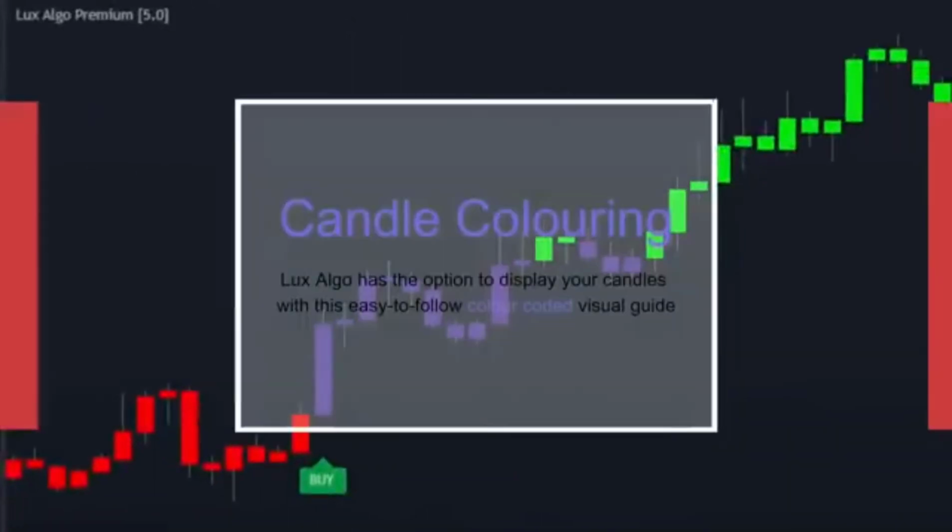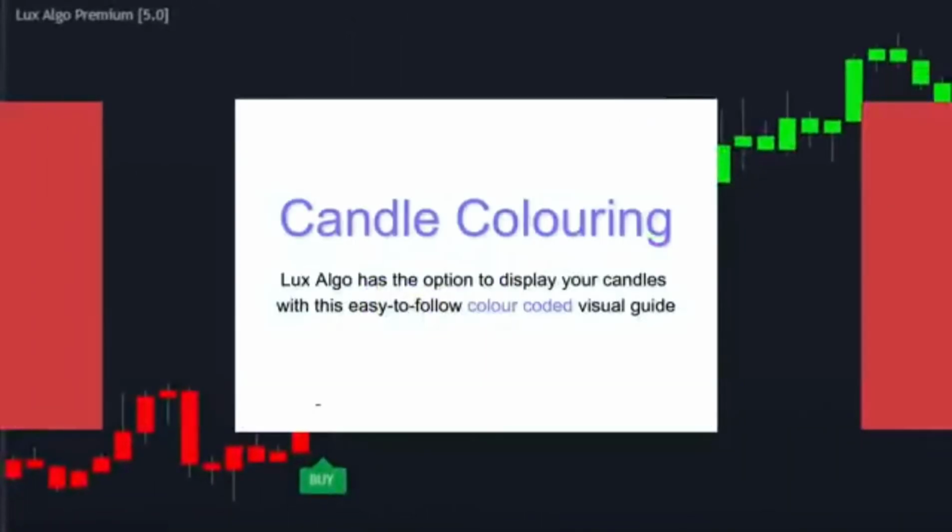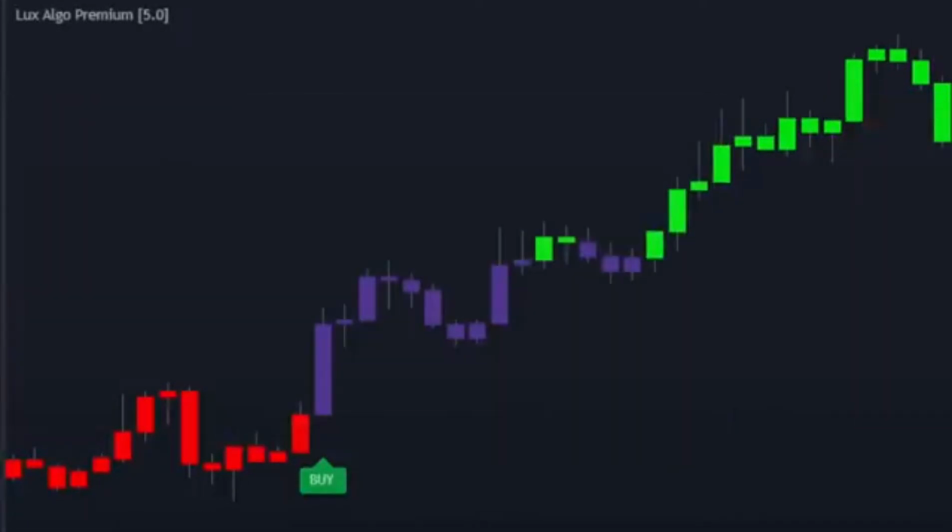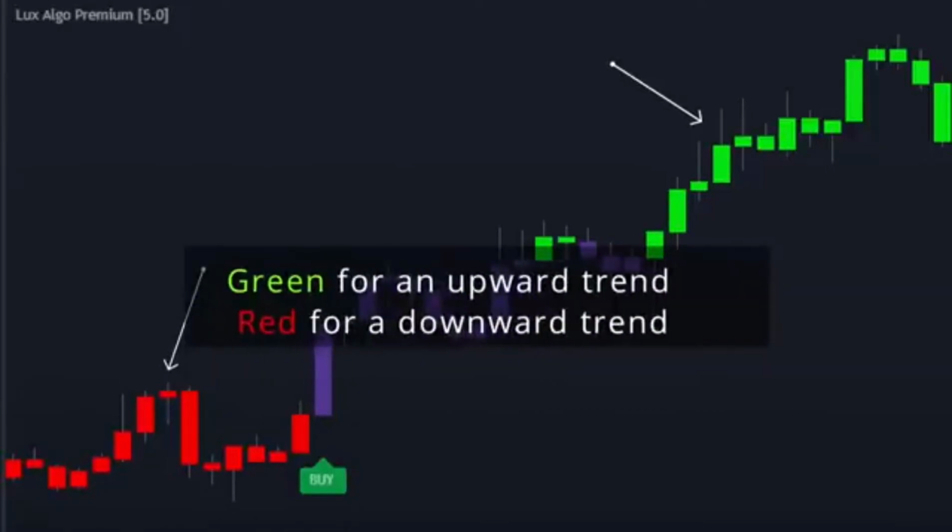Lux Algo has the option to display your candles with this easy to follow colour-coded visual guide. The easiest way to look at it is, if the candles are purple, whether they are after a buy signal or a sell signal, then the price is ranging sideways and the trend is unconfirmed. Once the candles turn red or green, then the trend in the corresponding direction is confirmed. Green for an upward trend and red for a downward trend.